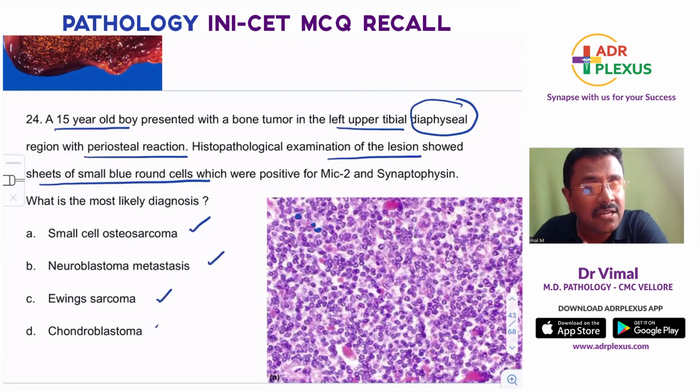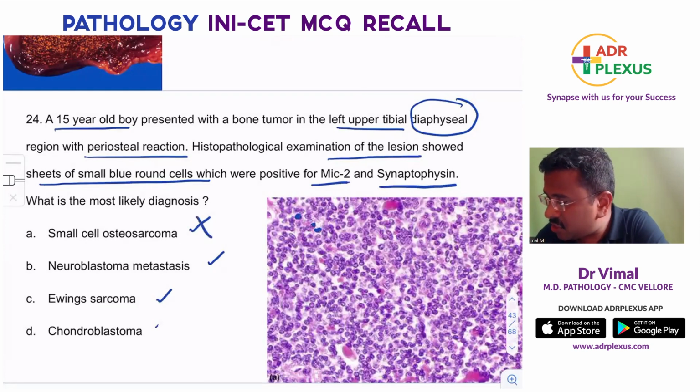So out of this, actually many are coming as a DD for the small blue round tumor. So now let's move on. What else the clue the examiner has given? The examiner has given these are positive for MYC2 and synaptophysin. So positivity of these cells for MYC2 and synaptophysin rules out two options, that is small cell osteosarcoma and chondroblastoma.